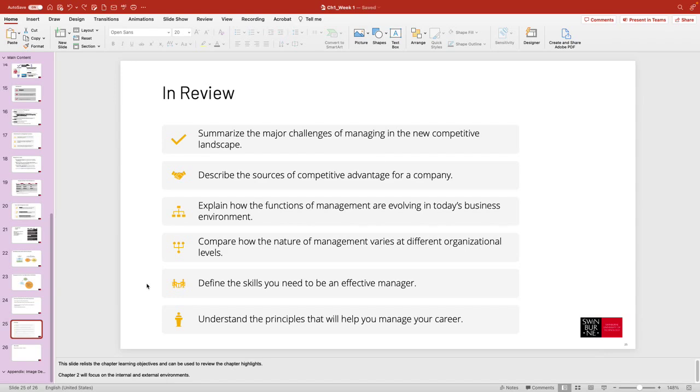Understand the principles that will help you manage your career as well. That is something that you looked at in the previous slide. So that brought us to the end of today's lecture, guys. So if you feel like this is too much for you, I recommend you guys to sort of break it, 10 minutes, come back to it, 10 minutes, come back to it. So that way you can take your own notes as well.